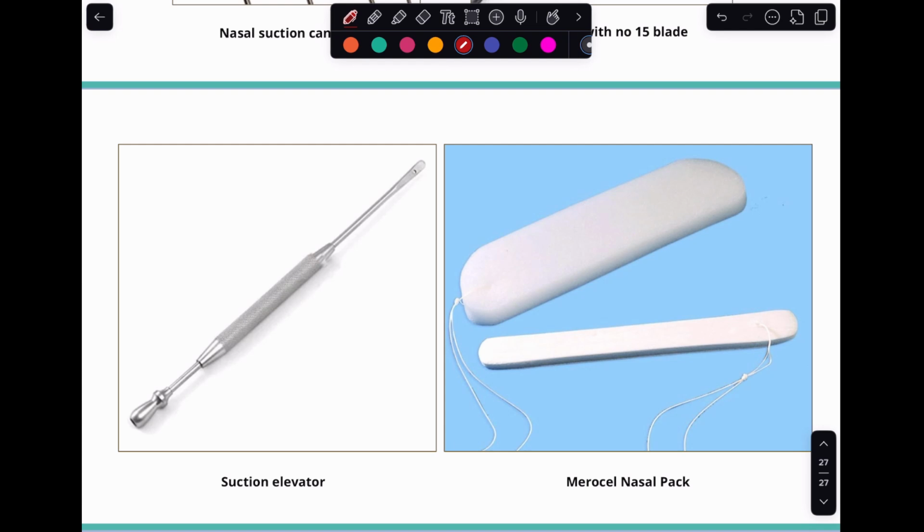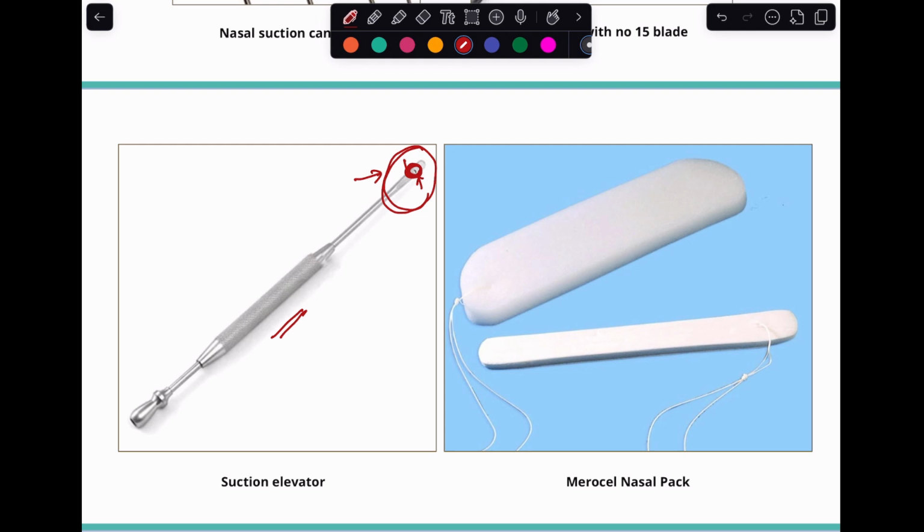And then we have the suction elevator over here. Now, nowadays, instead of the Freer's elevator, sometimes we use the suction elevator to elevate the flap, because this actually has a dual function. Not only does this tip help you in elevating the flap, if you can see over here, there is a suction as well. This has a dual role of acting not just as an elevator but as a suction tip as well. So this will help you in having a much clearer view of your septal flap region while you're elevating the flap. So it will suction as well as elevate at the same time.